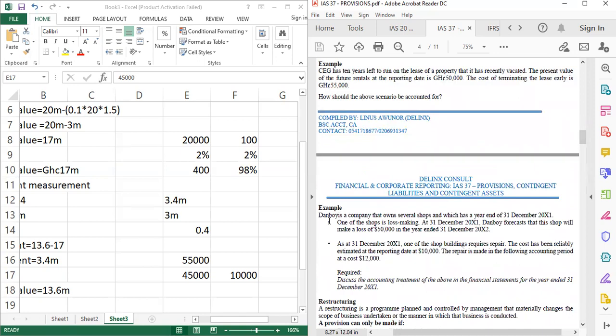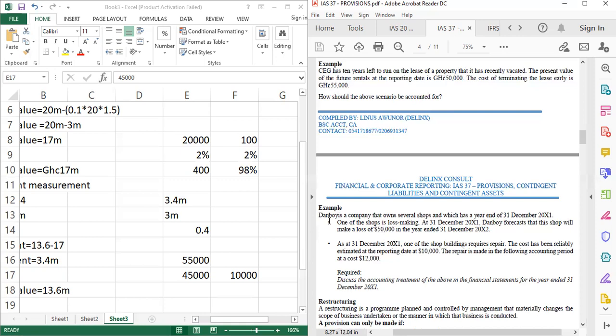Damboy is a company that owns several shops and which has a year end of 31 December 2x1. One of the shops is loss making. At 31 December, Damboy forecast that this shop will make a loss of 50,000 in the year ending 31 December 2x4. As at 31 December 2x1, one of the shop's buildings requires repair. The cost has been reliably estimated at reporting date at 100,000.